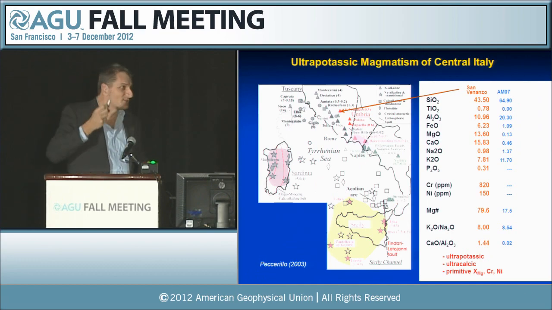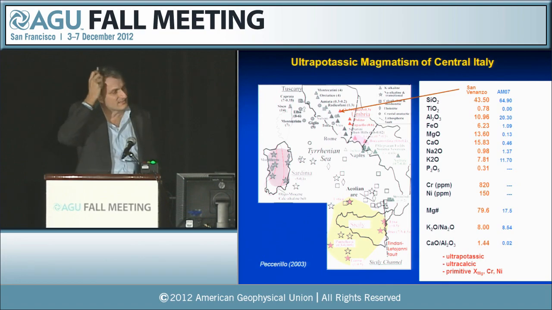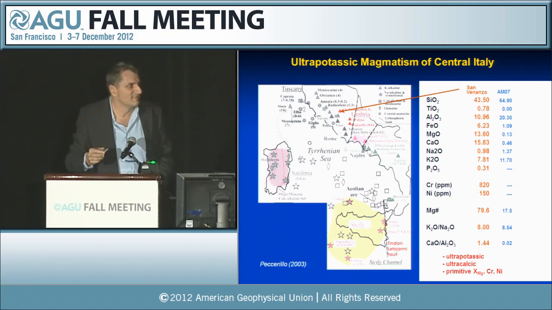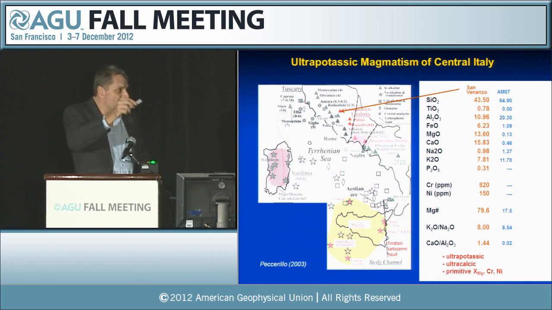Why am I doing this? I'm not doing this for general interest. I'm doing this for explaining a very peculiar type of volcanism in Italy, the so-called kamafugites. The kamafugites have primitive characteristics, high chrome, high nickel, or some of them. They have high magnesium, but they have a potassium-sodium ratio of 8. Yeah? That's highly remarkable. So they're ultrapotassic, they're ultracalcic, and they're primitive.